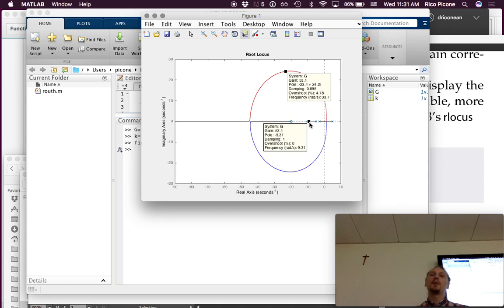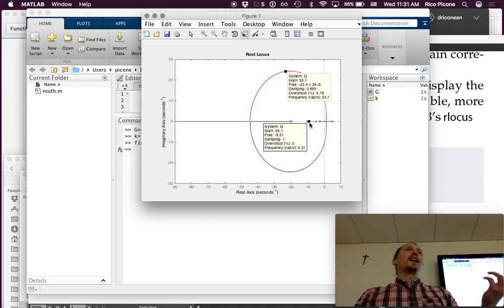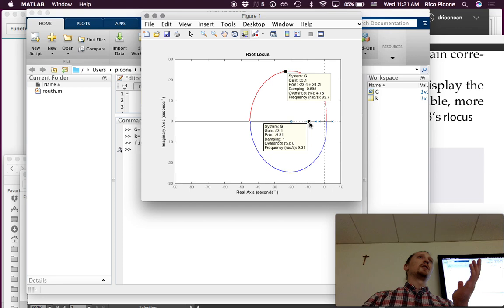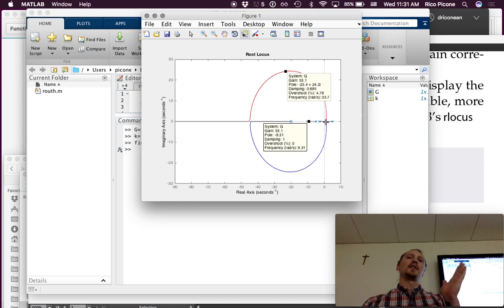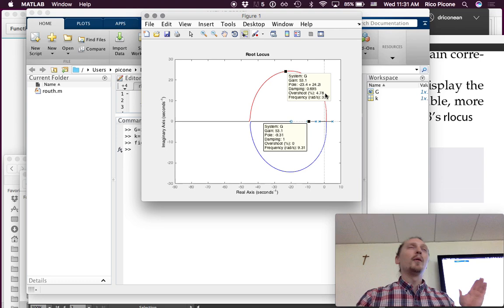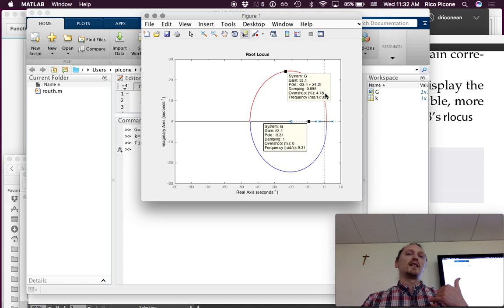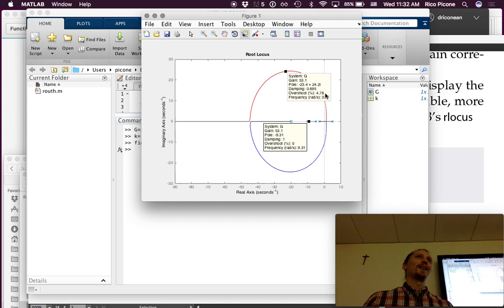So, if you were to use the second order approximation of this system and say that all the time response characteristics are just like the second order system. So for instance, we can say that the percent overshoot is related to this ray that goes out from the center. In fact, MATLAB actually shows you what that is, assuming a second order system. So the percent overshoot for that was going to be 4.78. And 4.78% is assuming that it's a second order system with no zeros, right? And this, of course, is a higher order system.